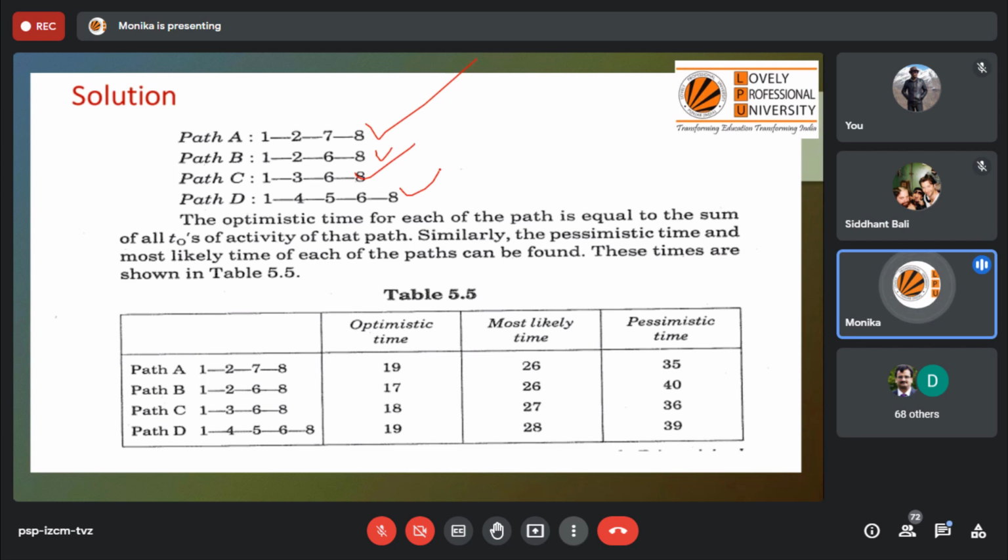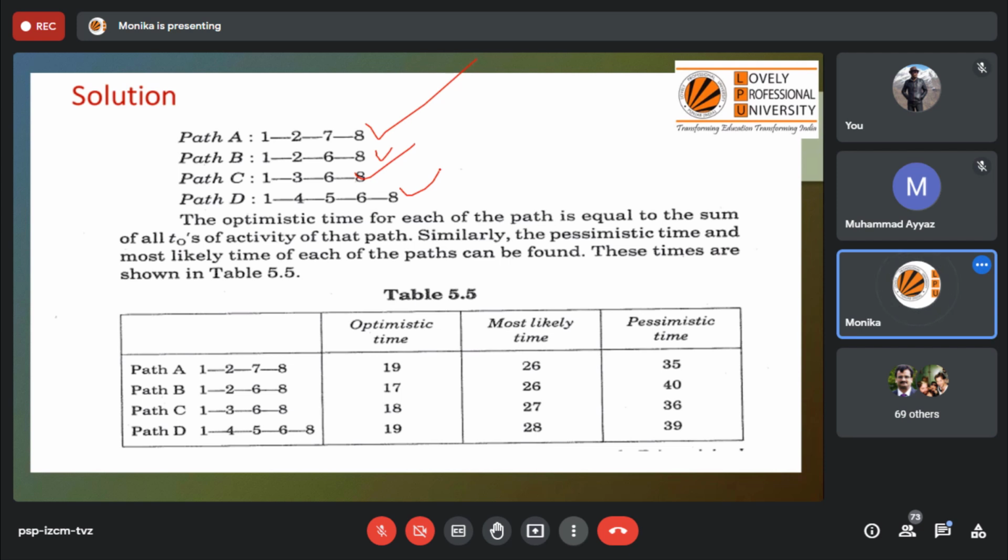You can just sum up the 1, 2, 7, 8. These three activities have a total optimistic time of 90, most likely time 26, and pessimistic 35. You can fill these into the formula and you will get the duration for the first path. Out of these four paths, the one with the maximum is, let us consider the third one, where the total expected duration is highest, meaning it is the critical one.